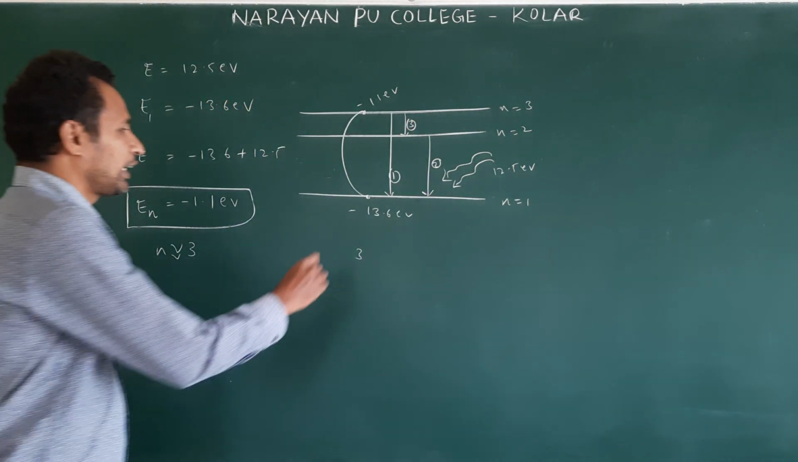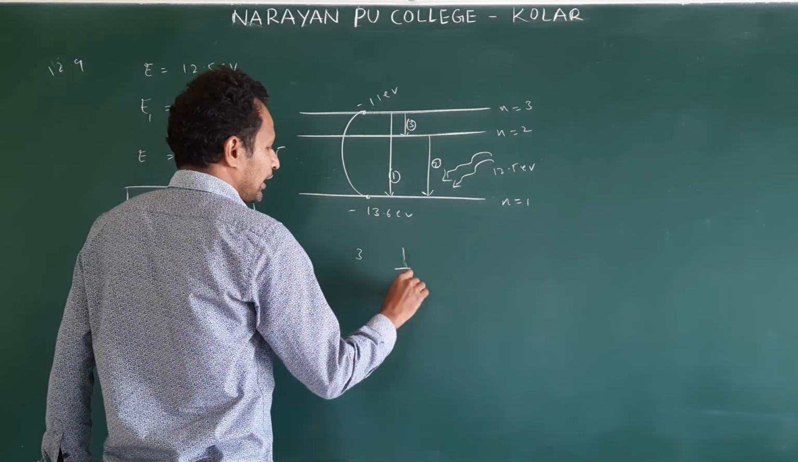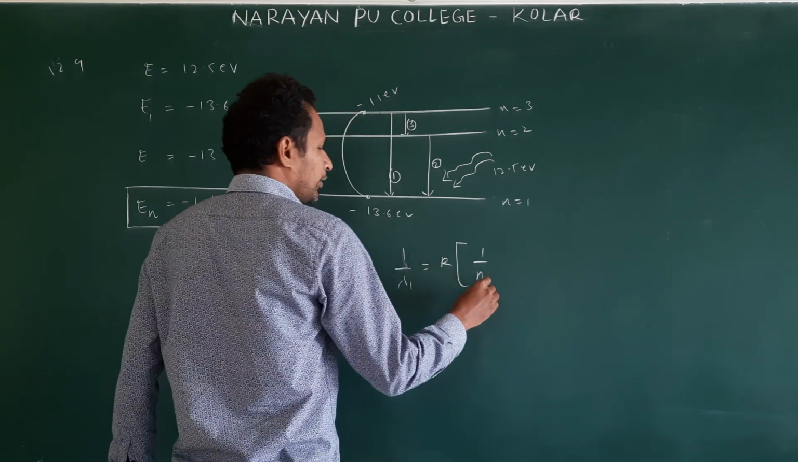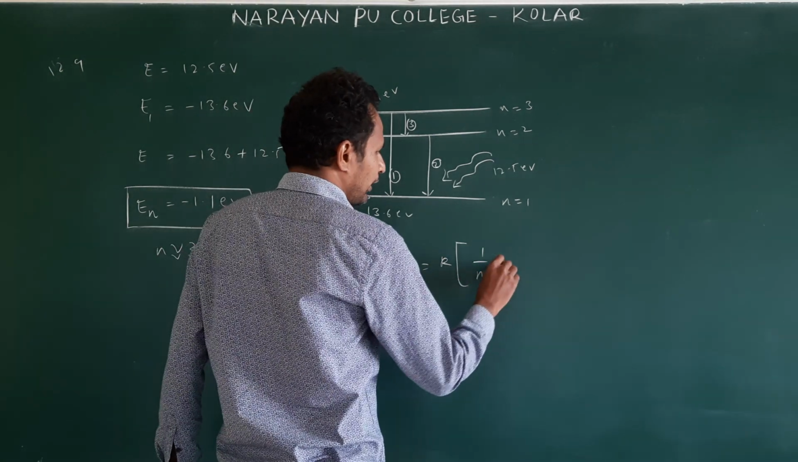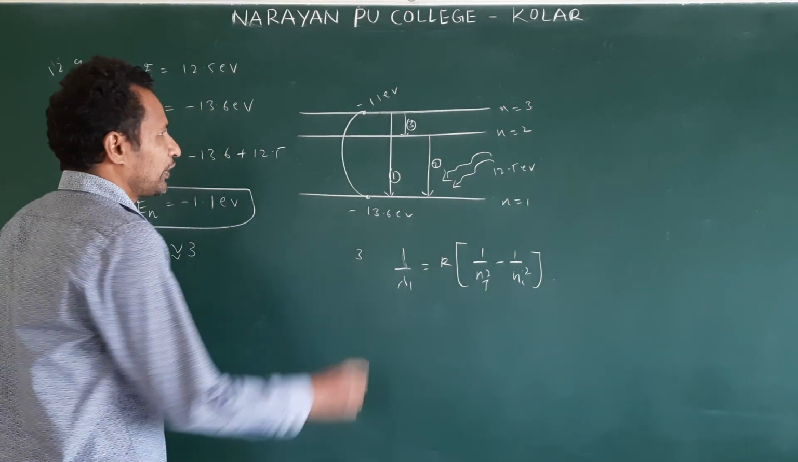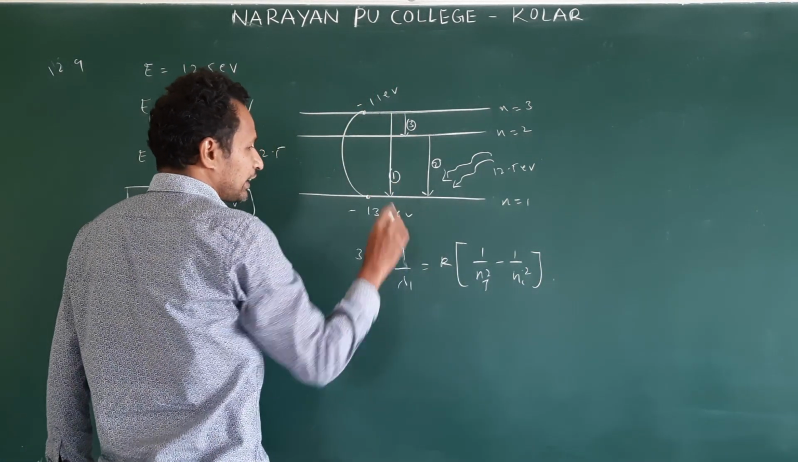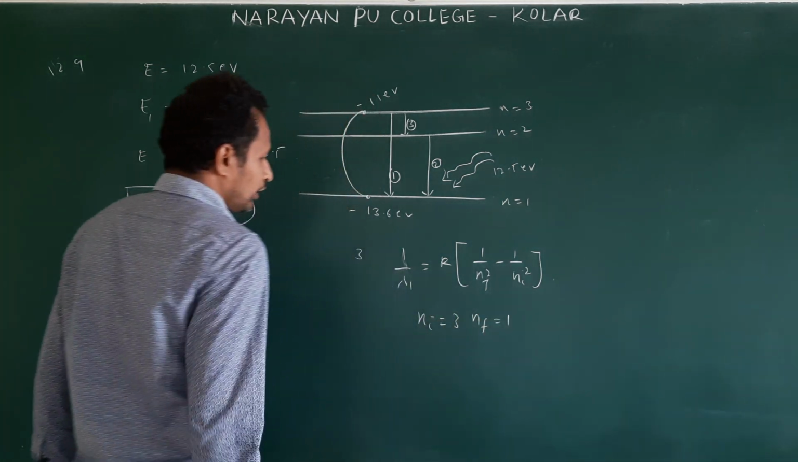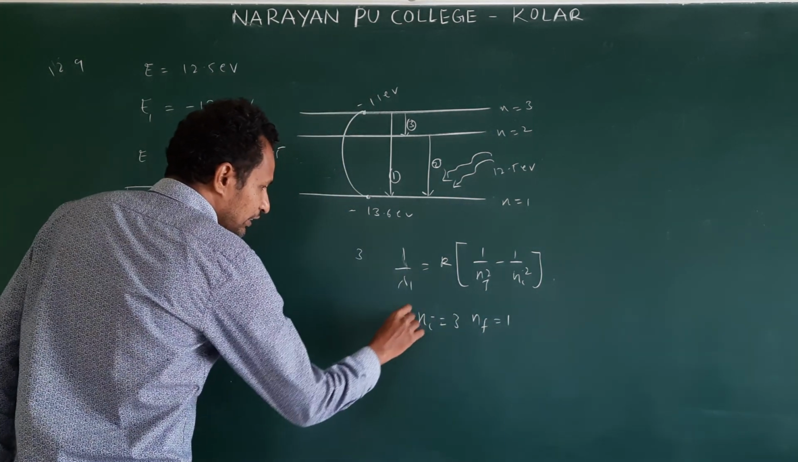So already, how do you calculate lambda? 1 by lambda. Already we have a formula: 1 by lambda equals R times 1 by nf square minus 1 by ni square. Use this formula, you can calculate. For this first transition, what is n initial? 3, n final 1. Okay, this is for lambda 1.